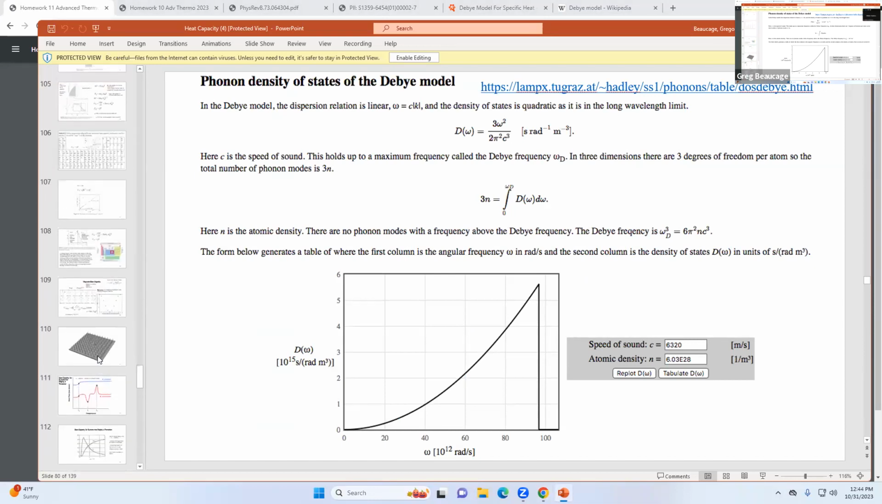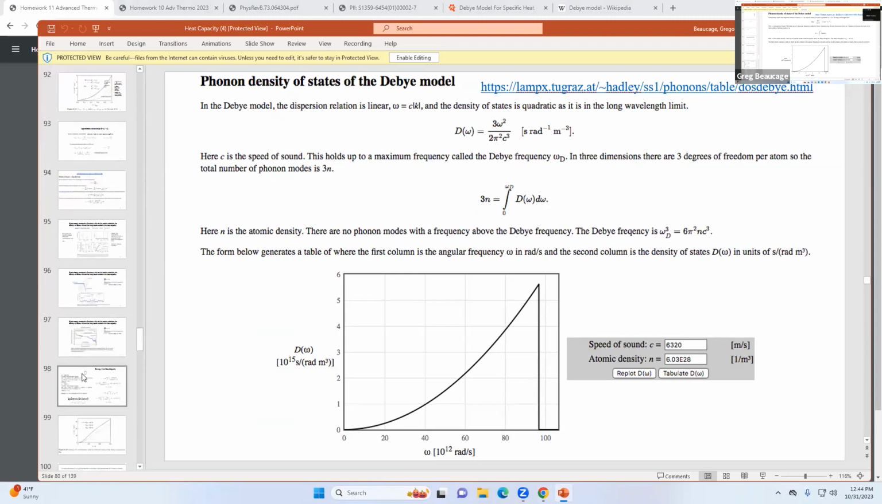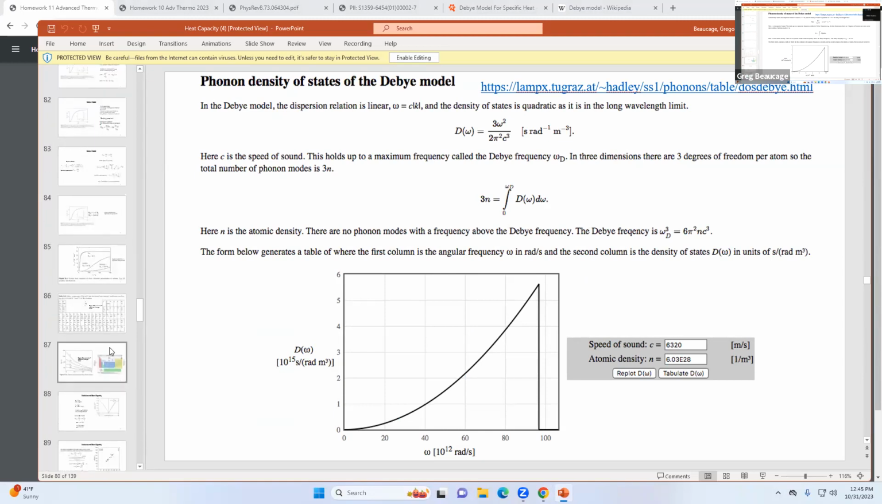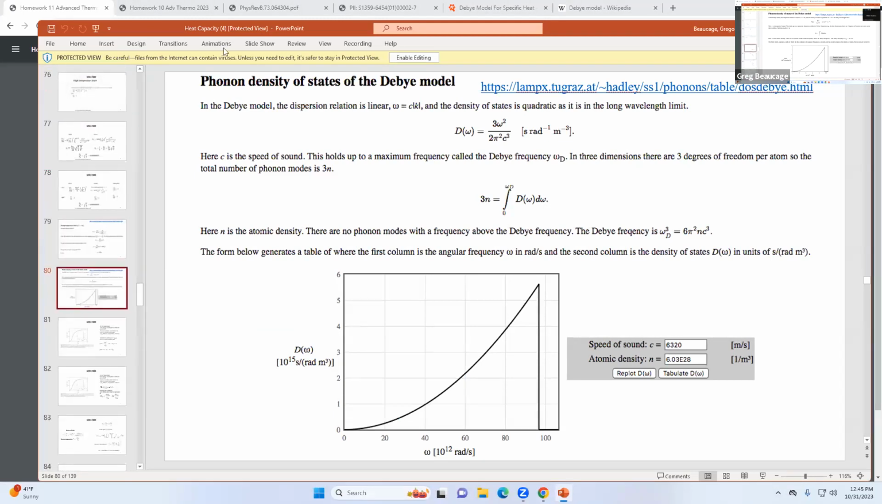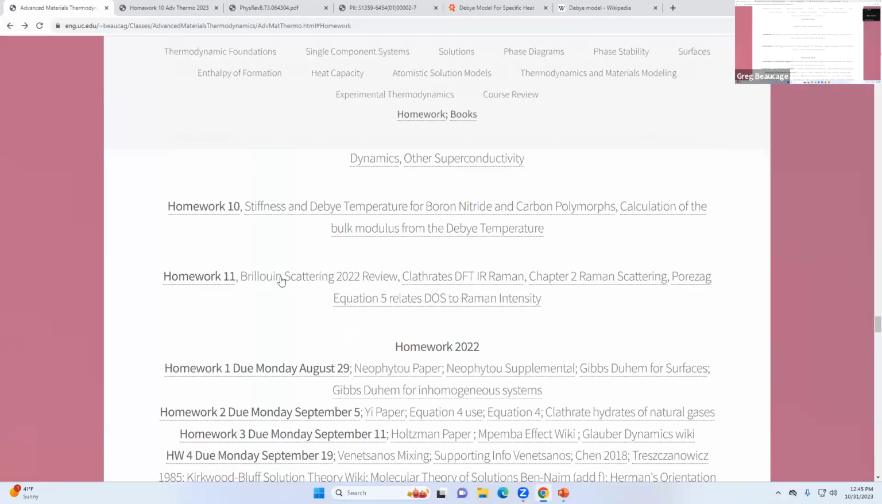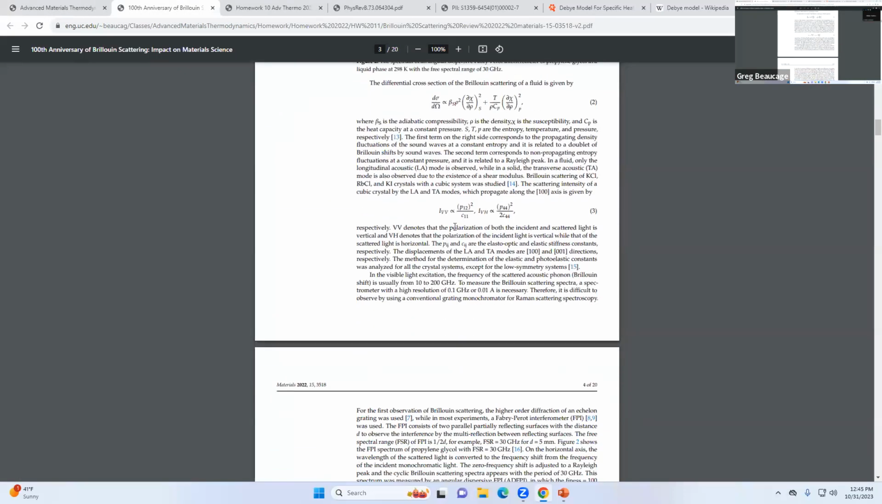Oh, hard to tell where that is. Right before that. It's a nice thing with Brillouin and Raman in it. It's from this paper. Actually, it's from this homework, but it's not written here. This is a review paper.